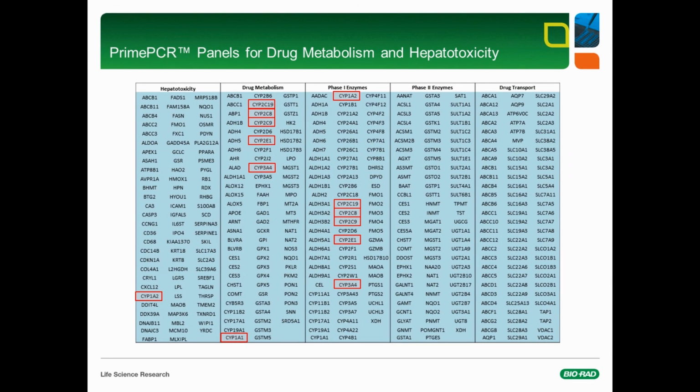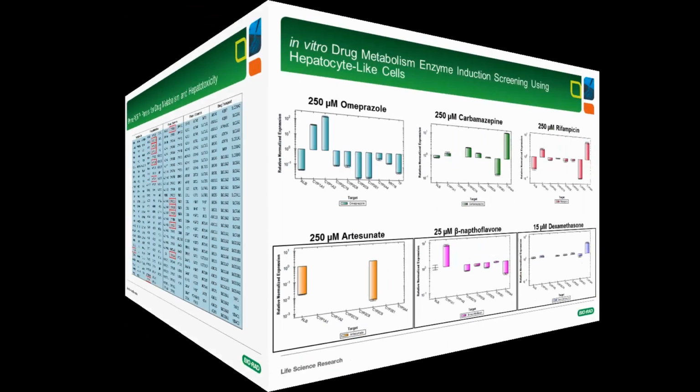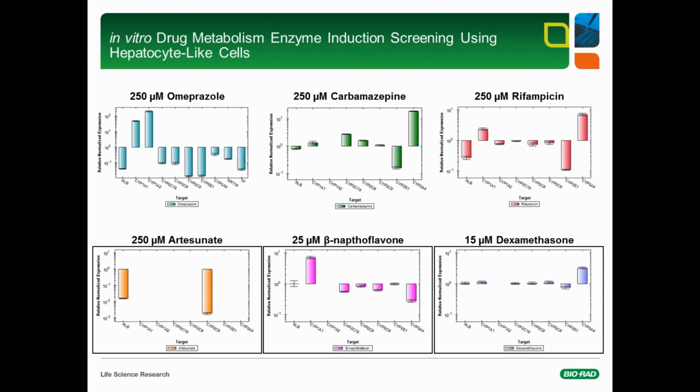The panels of drug metabolism and hepatotoxicity assays shown here are available for use with SYBR-based chemistry on Bio-Rad real-time PCR instruments, as well as other platforms. In this experiment, PrimePCR gene expression assays for a set of 7 cytochrome P450 genes and the hepatocyte marker albumin were used to examine expression levels. Gene expression results were obtained by screening the hepatocyte-like cells against the indicated concentration of each compound and comparing the result against a control treatment.